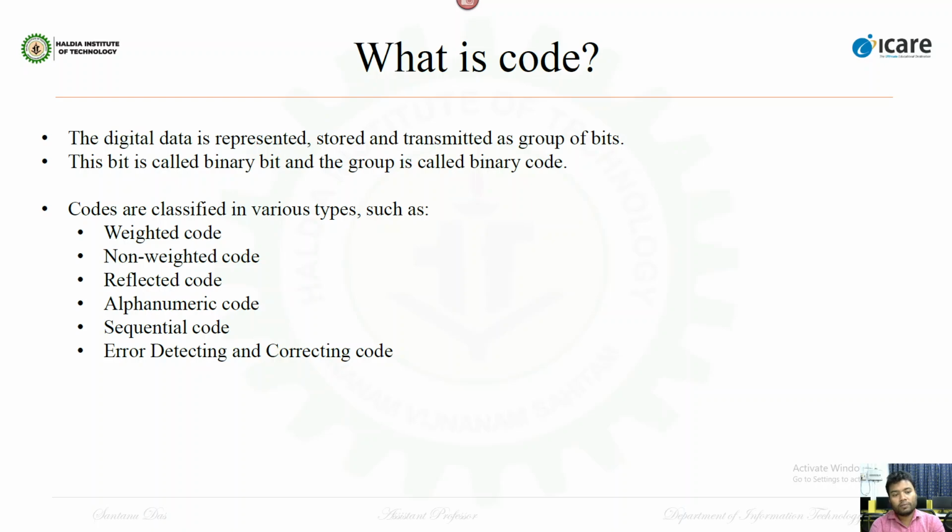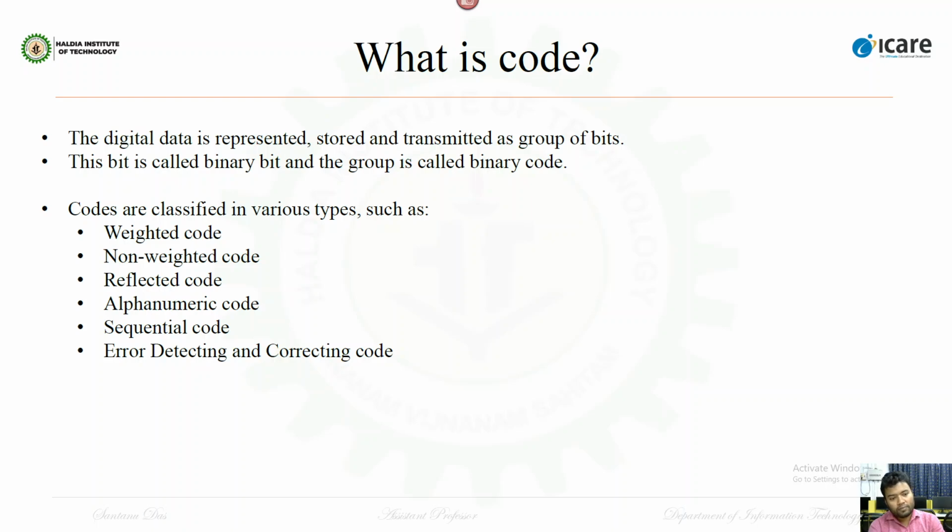Before going deeper, let's discuss what is code. In the digital world, everything is transmitted bit by bit. Here we can say that a collection or group of bits is called a binary code. I think you also know that a collection of 8 bits is called a byte, and a collection of 4 bits is called a single nibble.